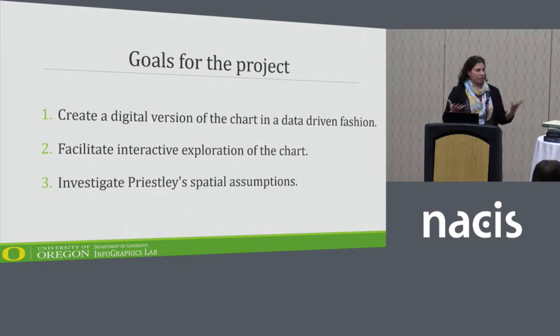And just have the ability, how can we pull more information out of it in the web interactive formats that we use today? And lastly, to investigate Priestley's spatial assumptions. How does the chart, that graph of the world, misrepresent actual geographic space? And how does the order of the rows? How did you choose what's at the top and what's at the bottom?